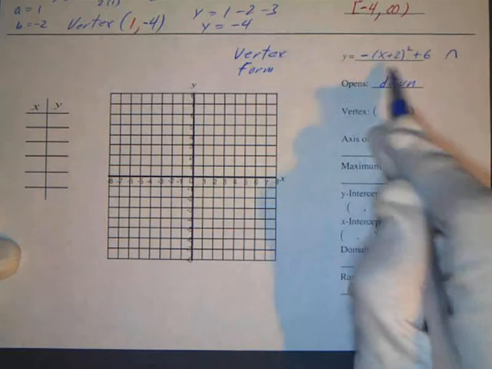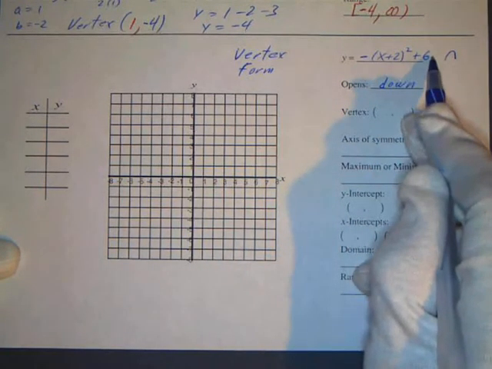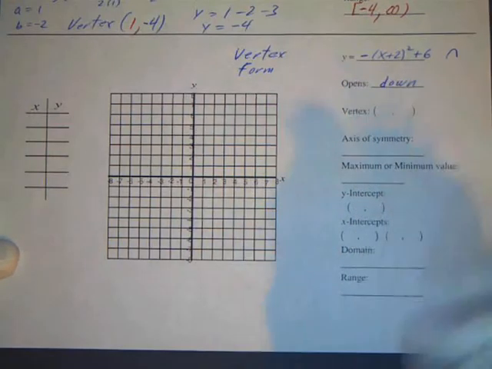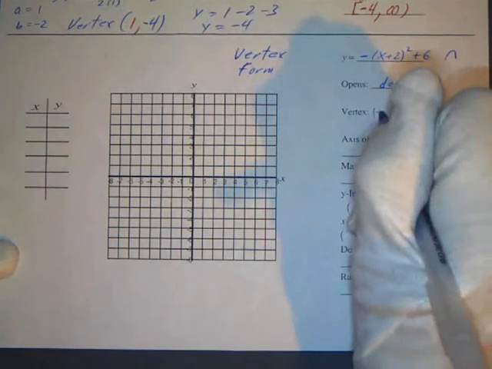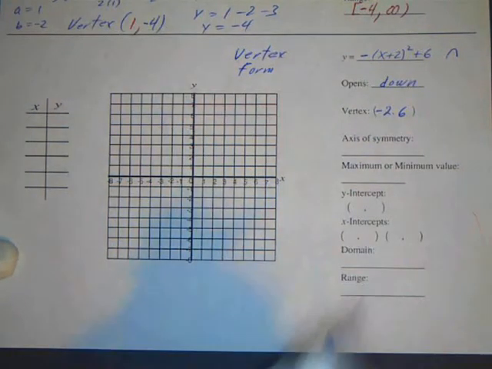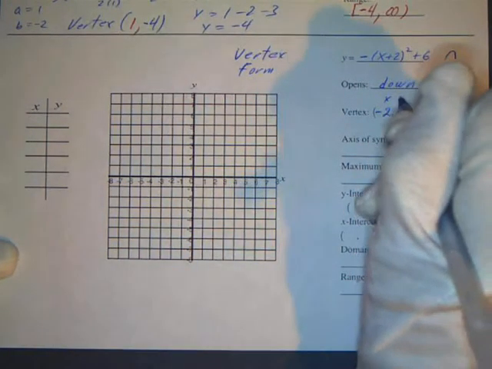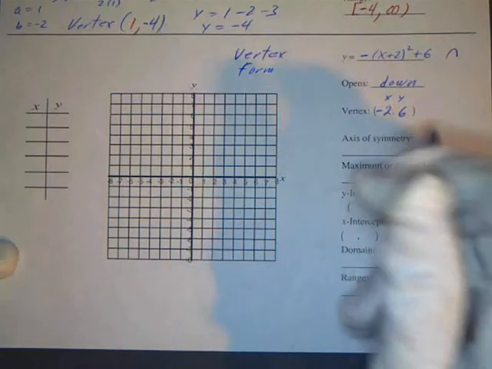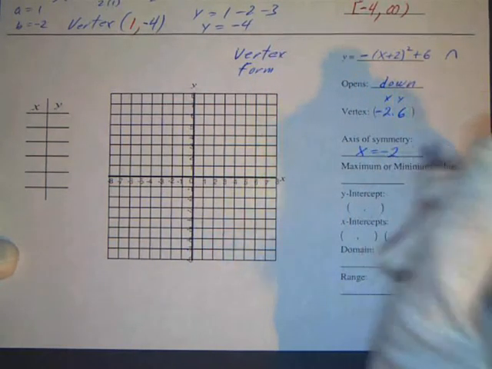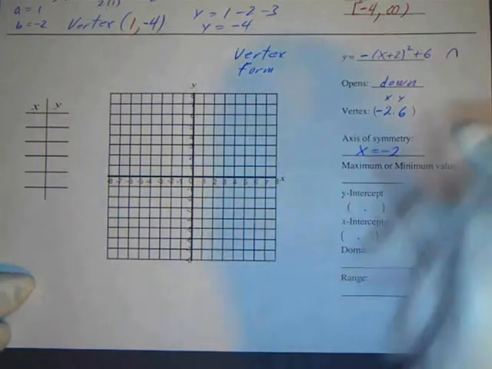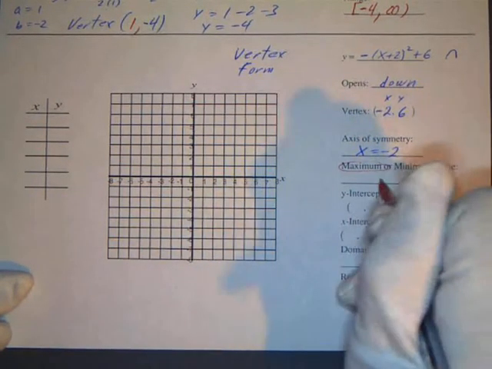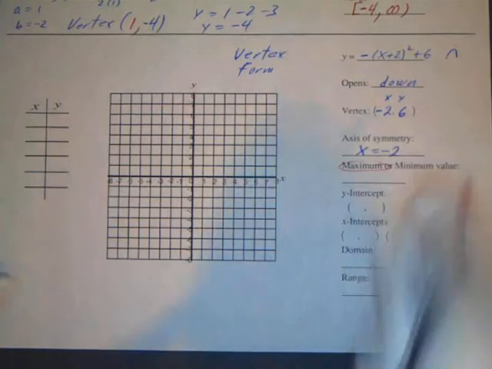And we want to find the vertex, and since it's in vertex form, we've got it right here so we can see the vertex. The vertex is going to be, remember, opposite sign, same sign, so it's going to be negative 2, 6. So our axis of symmetry is going to be easy because this is the x and this is the y. So our axis of symmetry is going to be x equals negative 2. And the maximum or minimum, well, since it's shaped like an N, it's going to have a maximum, so circle maximum, and that maximum is just going to be the y value at the vertex, or 6.